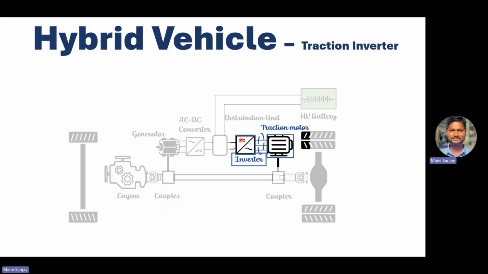How does it control the traction motor? Whatever speed or torque is required or commanded by the hybrid controller, accordingly it feeds currents to run the motor in the specific torque or specific speed mode. Accordingly, it controls this traction motor, and the traction motor is connected to the shaft to propel the vehicle. This is again a very important component in the hybrid vehicle.